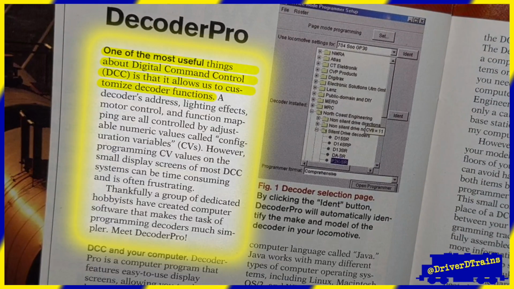One of the most useful things about Digital Command Control, DCC, is that it allows us to customize decoder functions. A decoder's address, lighting effects, motor control, and function mapping are all controlled by adjustable numeric values called configuration variables, CVs. However, programming CV values on the small display screens of most DCC systems can be time-consuming and is often frustrating. Thankfully, a group of dedicated hobbyists have created computer software that makes the task of programming decoders much simpler.